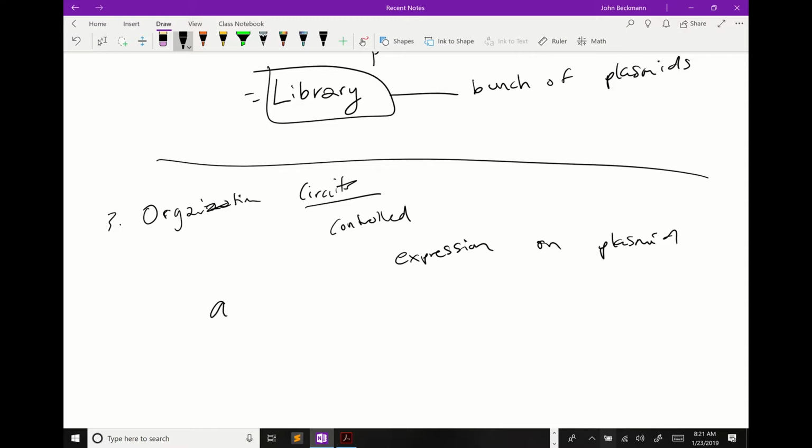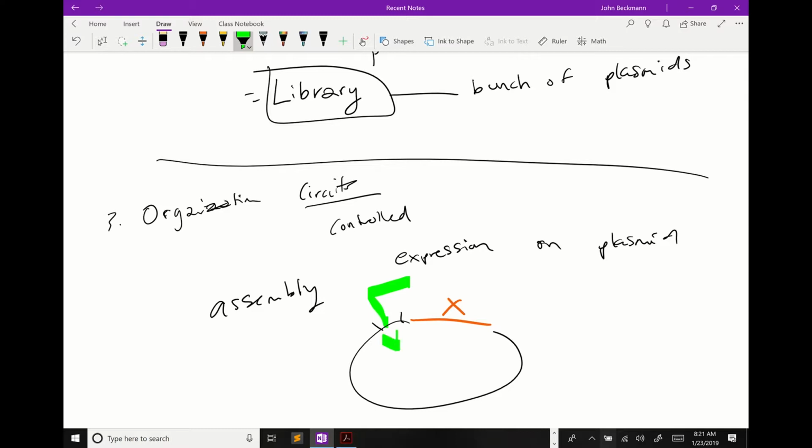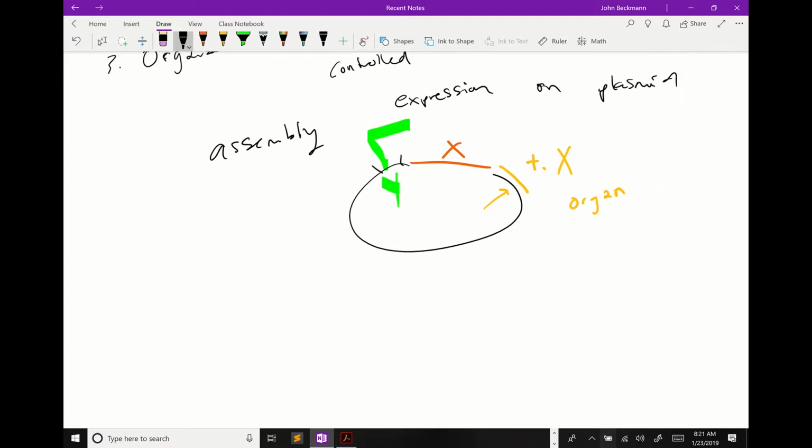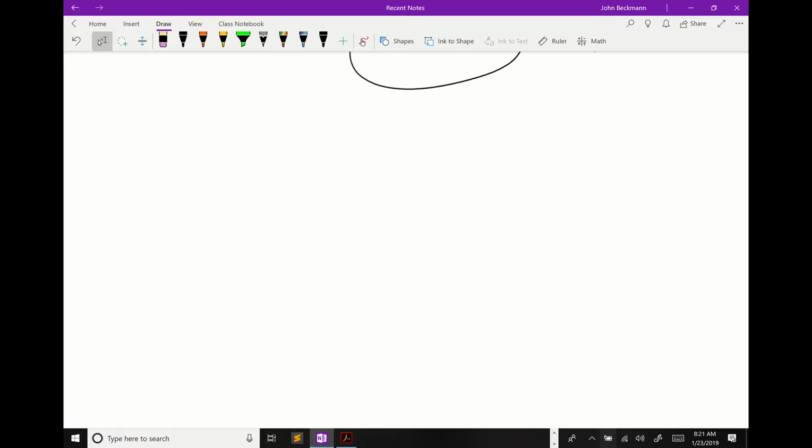So if we have a plasmid with gene X right there, we can easily insert promoter Y right there. And we can easily insert terminator X right there. So it's a way for us to organize. It's a building infrastructure, a framework from which we can build off of if we want to organize the circuitry of a gene that we want to study. So organization of genetic circuits is the third one.